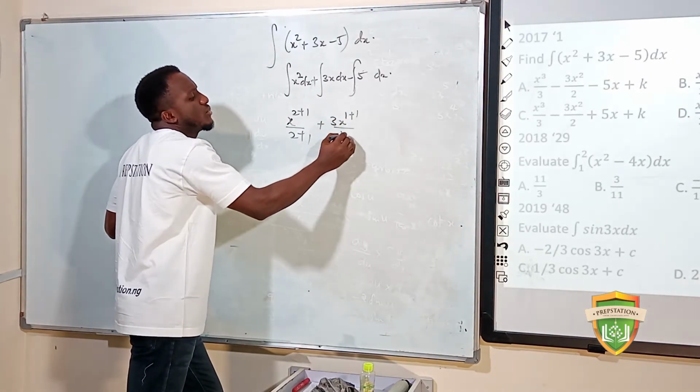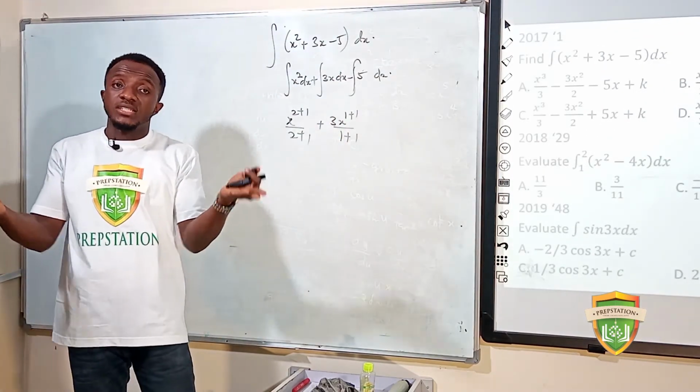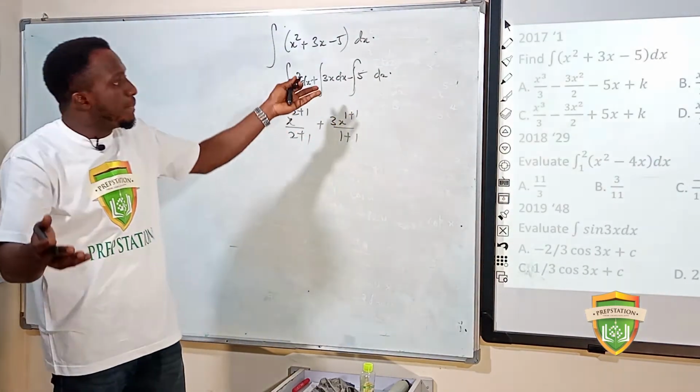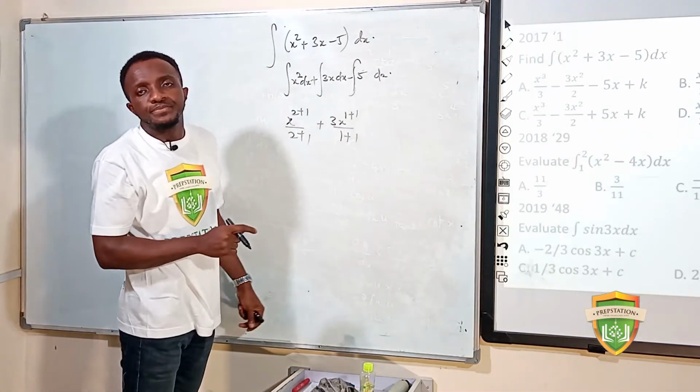Hey, Mr. McCollins, where did you get the 1? Of course, this is 3x. 3x is the same as 3x raised to power 1. But since the power is just 1, we don't have to write that. Now, what do we do to this?